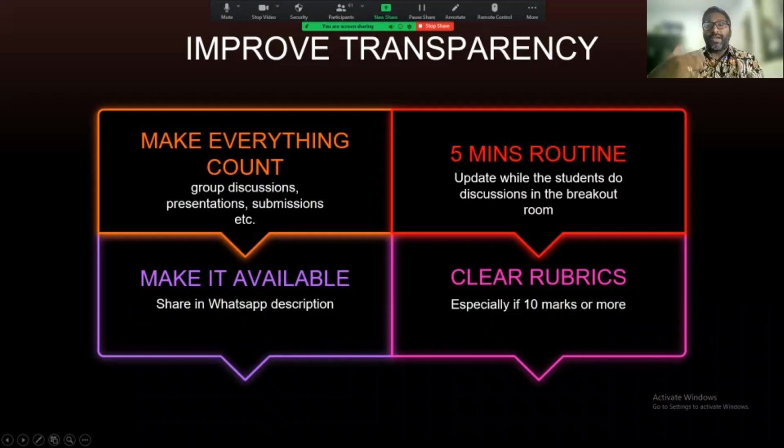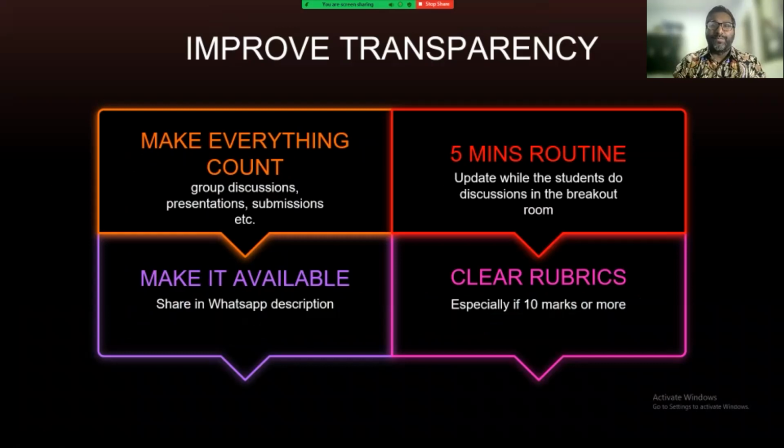Another thing is I would like to encourage teachers to improve transparency. So make everything count, like for example group discussions, presentations, submissions, and so on. And then have this 5 minute routine: update your grade sheet, your mark book, while the students do discussion in the breakout room. Whatever assessments you do, keep it as a record, and then make it available for the students.